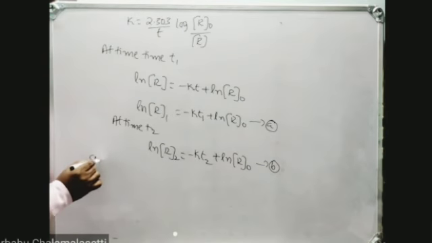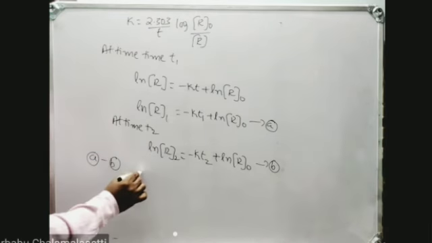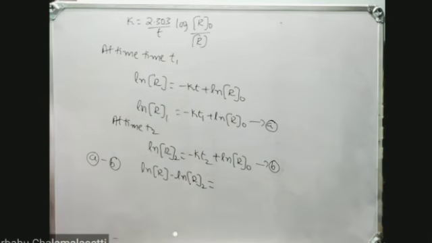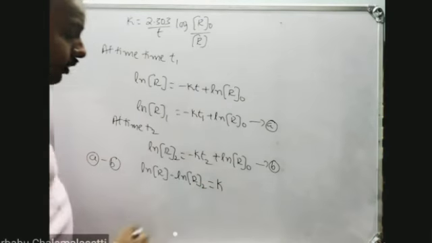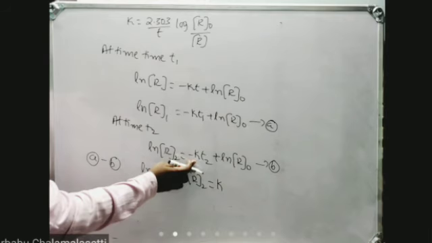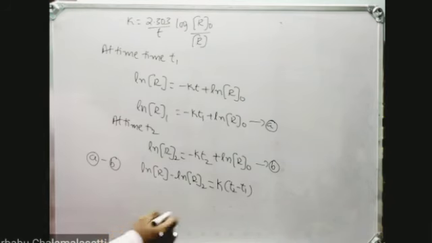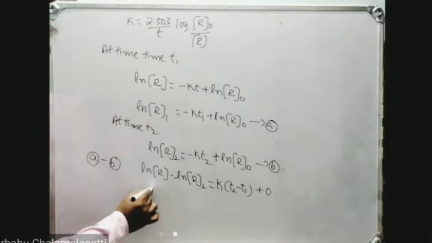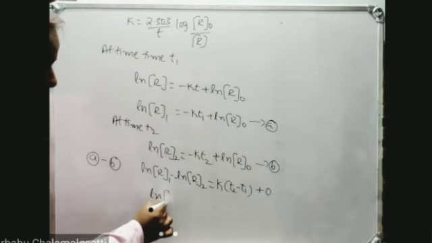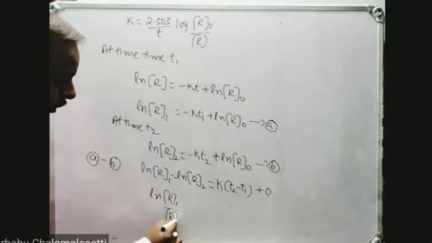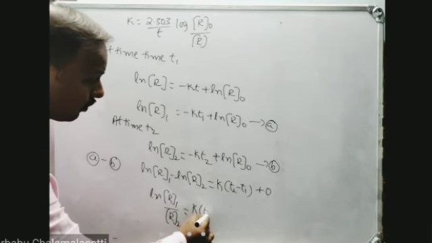Now A minus B. Then ln R1 minus ln R2 is equal to, taking k common, k into T2 minus T1, since minus of minus becomes plus. The ln R naught terms cancel, so you get 0 there. Now ln A minus ln B is ln A by B, so ln R1 by R2 is equal to k into T2 minus T1.